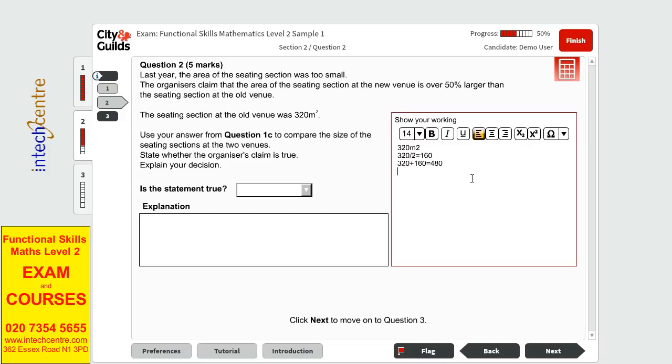Knowing this, we can now decide that the new venue is bigger than the old venue by over 50%. The statement is true, yes, and the explanation would be that the new sitting section is over 50% larger than the old sitting section.